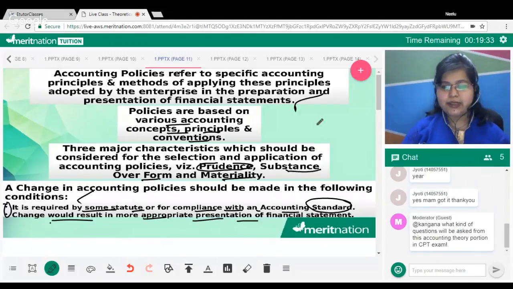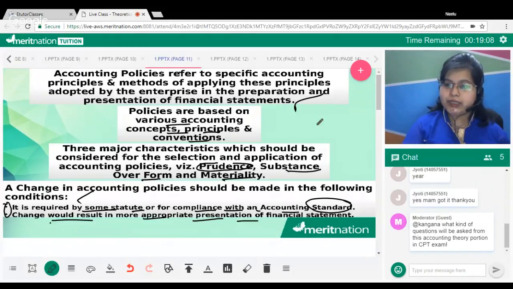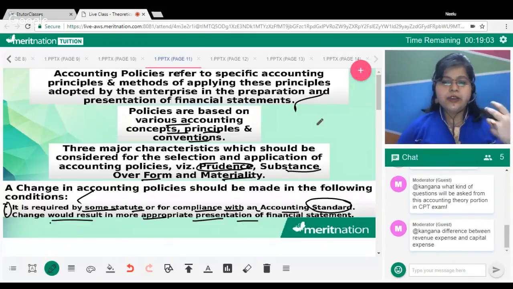Okay, come on, guys. Any other doubts? Kangana, what kind of questions will be asked from this accounting theory portion in CPT exam? Okay, Kangana, I am supposing that you are talking about CPT, so you're talking about the old course. Now, the difference between the old course and the new course is that that was objective, with multiple choice questions, whereas here we have theoretical questions where you have to write all the things. I'm coming to your other question as well.